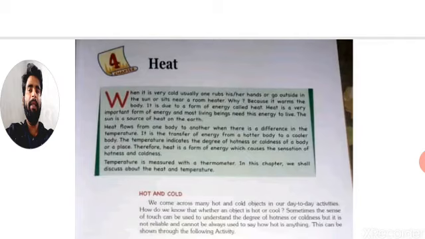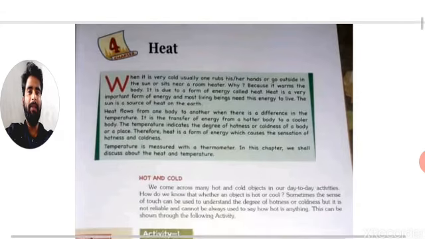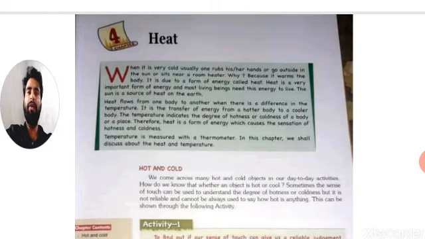Easily by touching, we can say that some bodies are cold and some bodies are hot. That means easily we can find hotness and coldness of a body. But students, this is not a correct method of checking hotness and coldness of the body. So in this chapter, we'll see different types of methods to check the hotness and coldness of our body.